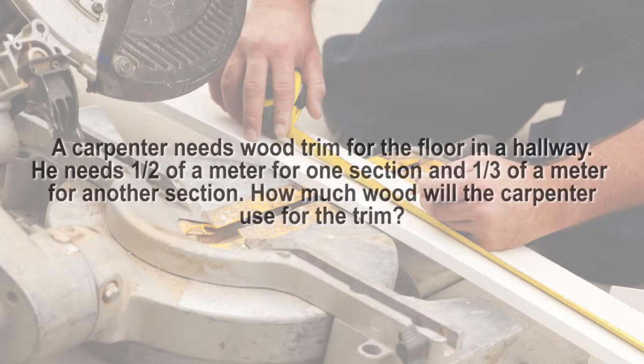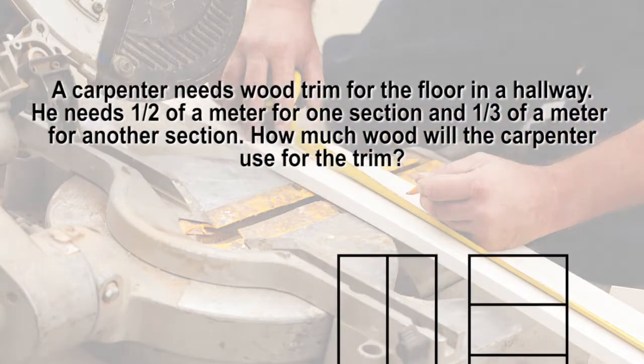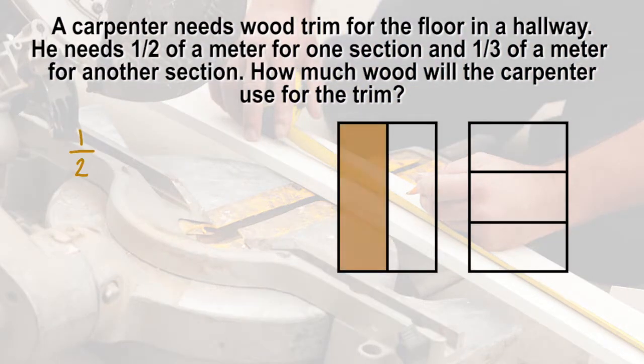A carpenter needs wood trim for the floor in a hallway. He needs 1/2 a meter for one section and 1/3 of a meter for another section. How much wood will the carpenter use for the trim? The equation to represent this problem is 1/2 meter plus 1/3 of a meter equals T, the total trim. The fractions do not have common denominators, and one denominator can't be multiplied to look like the other. The denominators are unrelated. There is another way to create a common denominator by multiplying the two denominators together.